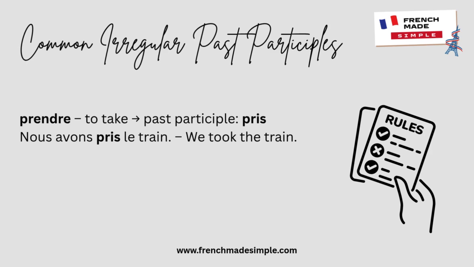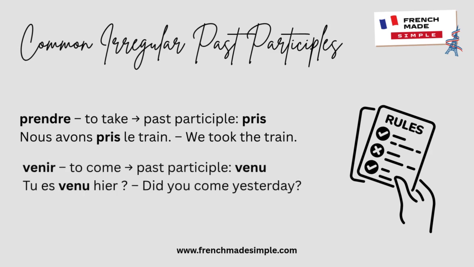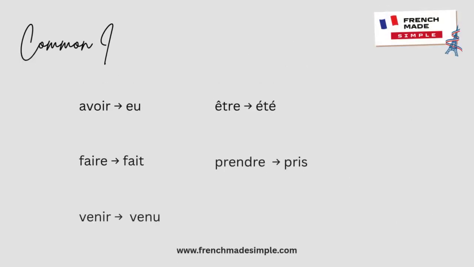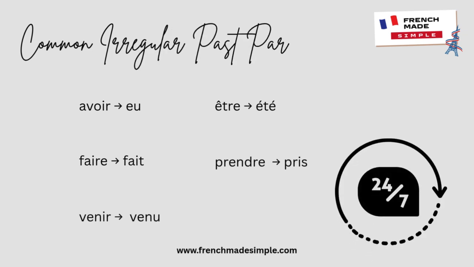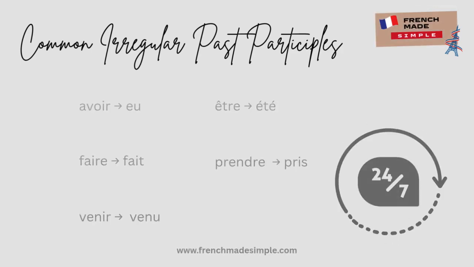We took the train. Venir means to come. The past participle is venu. For example, tu es venu hier? Did you come yesterday? Venir uses être in the passé composé. You'll see these verbs all the time in everyday French, so it's worth taking a few minutes to learn them by heart. We'll keep adding more irregular verbs in the future, but for now, let's focus on these 5.